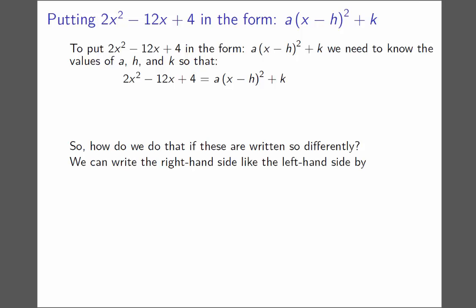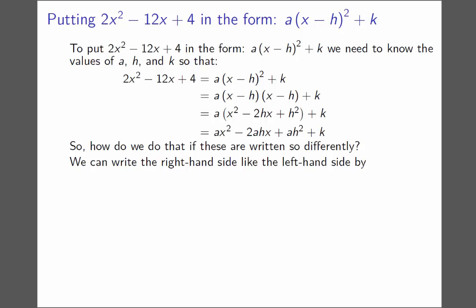Well, we can write out the right-hand side like the left-hand side if we distribute. To do that, we need to use that (x minus h) squared is (x minus h) times (x minus h). And as we've done in the past, when we multiply this out, we get x squared minus 2hx plus h squared. Finally, distributing the a, we get a times x squared minus 2 times a times hx plus a times h squared, and we still have plus k on the end.